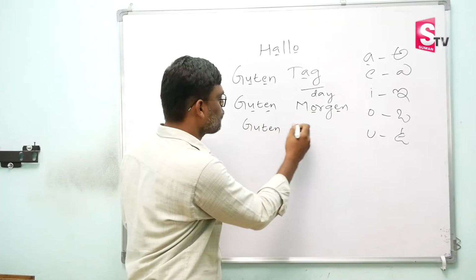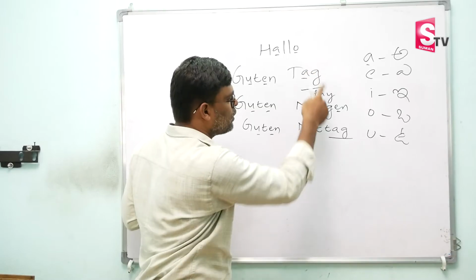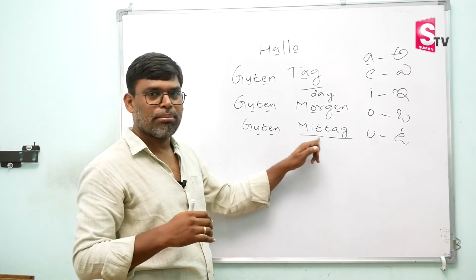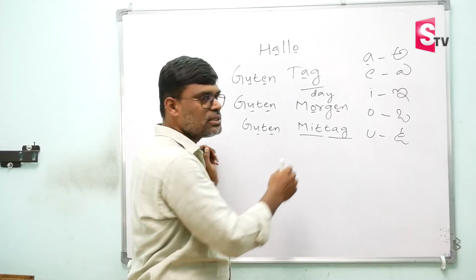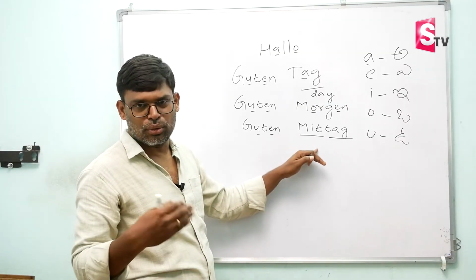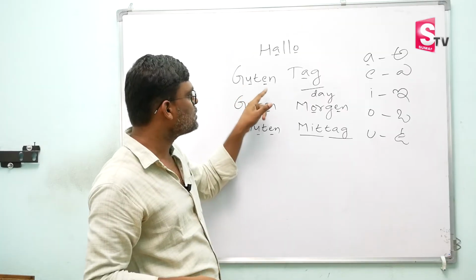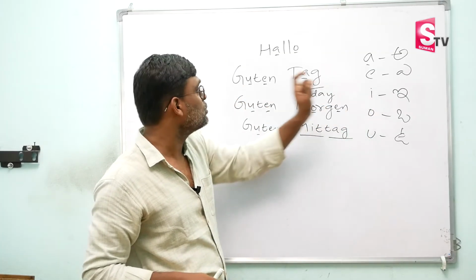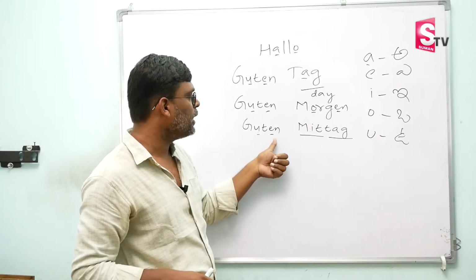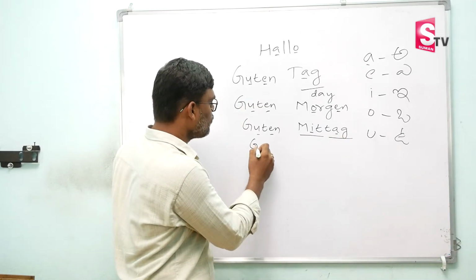Next one. See this, same guten. We already know this. What is this? Tag. And this is Mit. So guten Mittag. Mit means middle, Tag means day, like the middle of the day, like noon. So guten Mittag, like good noon, or you can also say good afternoon. If you observe, we are not changing the sounds, we are following the same sounds. Hallo, guten Tag, guten Morgen, guten Mittag. This is E sound, this is A sound. Guten Mittag, good afternoon.